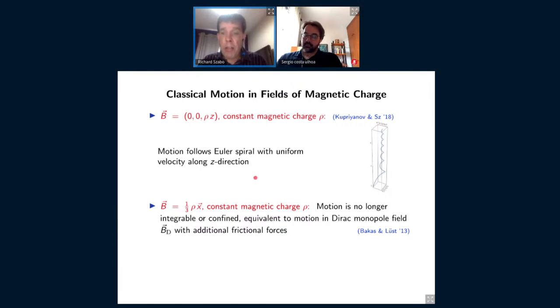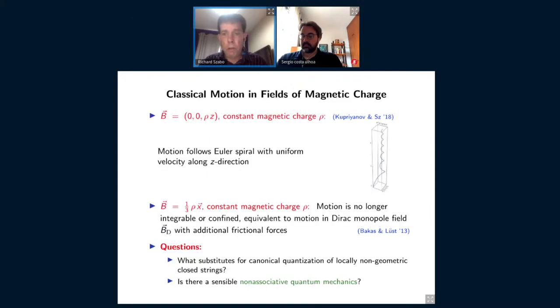It can be shown that in this case, by some change of variables, the equations of motion are equivalent to the equations for motion in a Dirac monopole background with additional frictional forces. So this is really a highly non-integrable system, and the trajectories are no longer confined in any way. This is the classical picture, of course, and we could see some striking qualitative and quantitative differences already, but what we want to think about now is quantization.